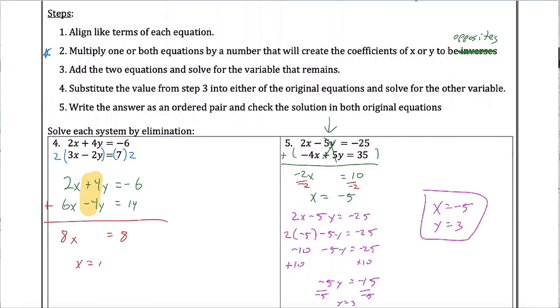It doesn't matter which one. 2x plus 4y equals negative 6. And I will plug in that 1. 2 times 1 plus 4y equals negative 6. And from here, we're just solving the equation the same way we did before. And a reminder again, pause and rewind as much as you need in order to be able to do that solving on your own.